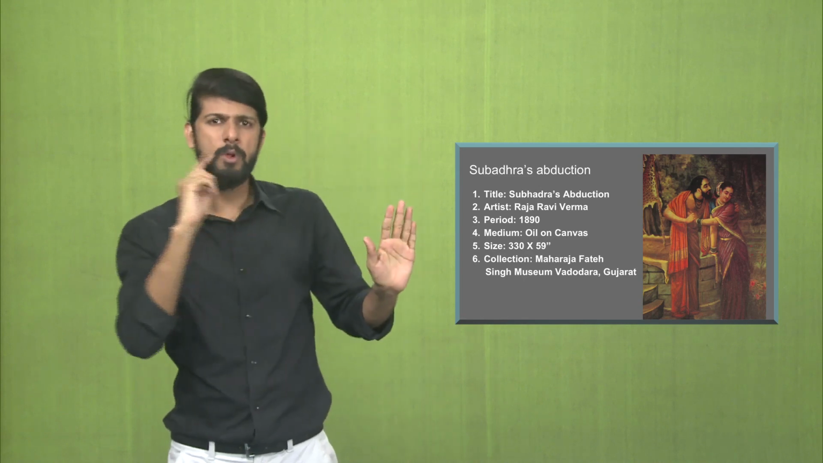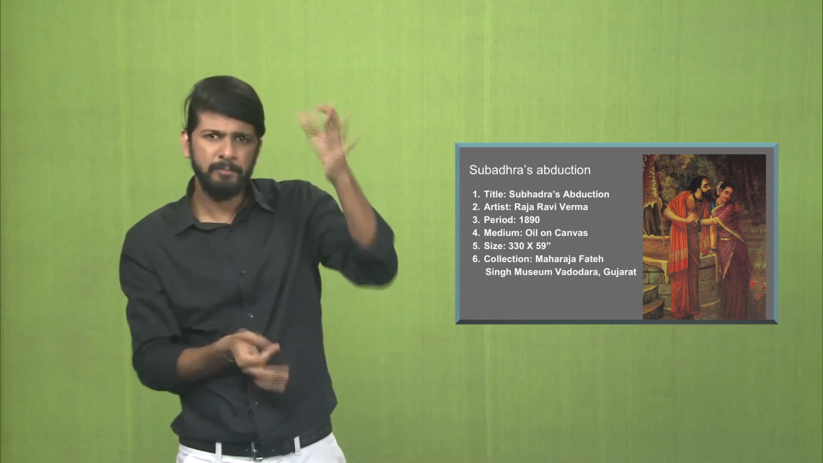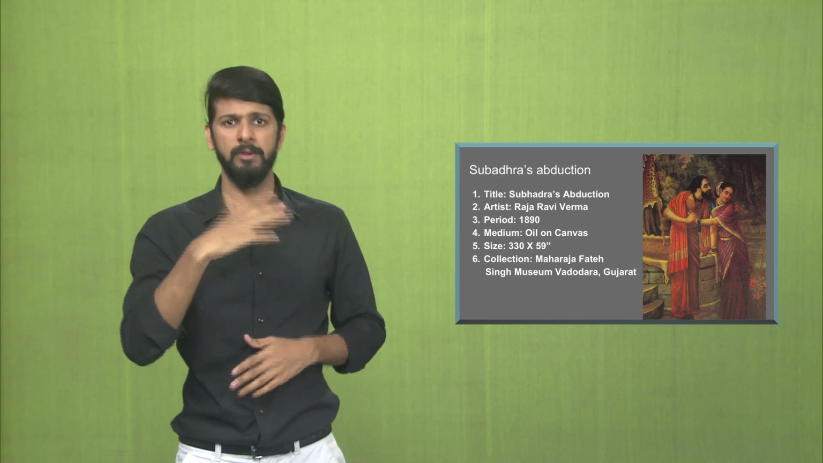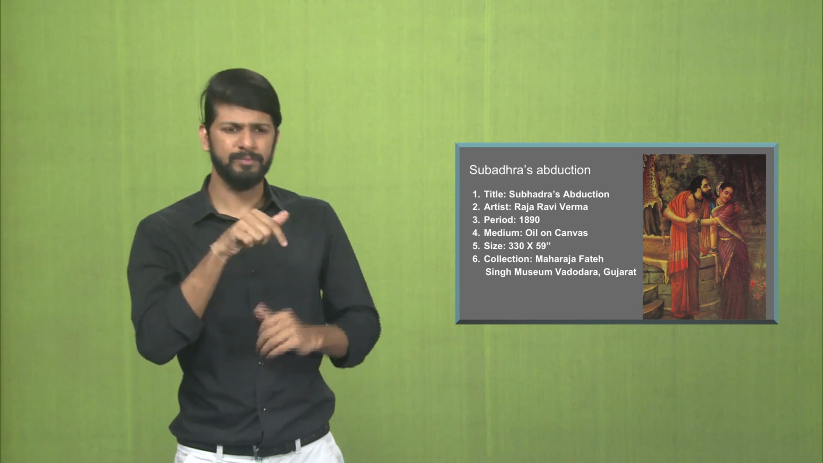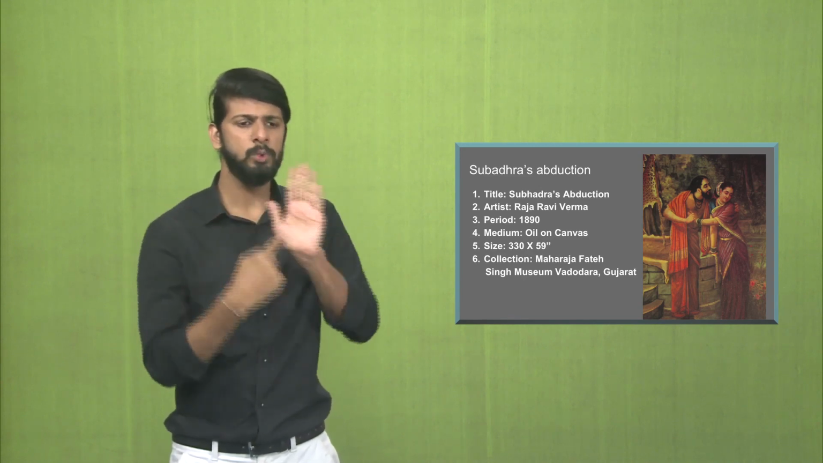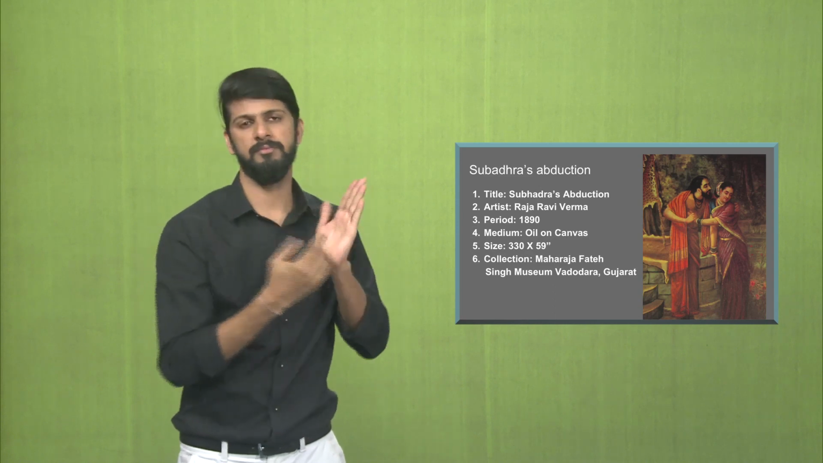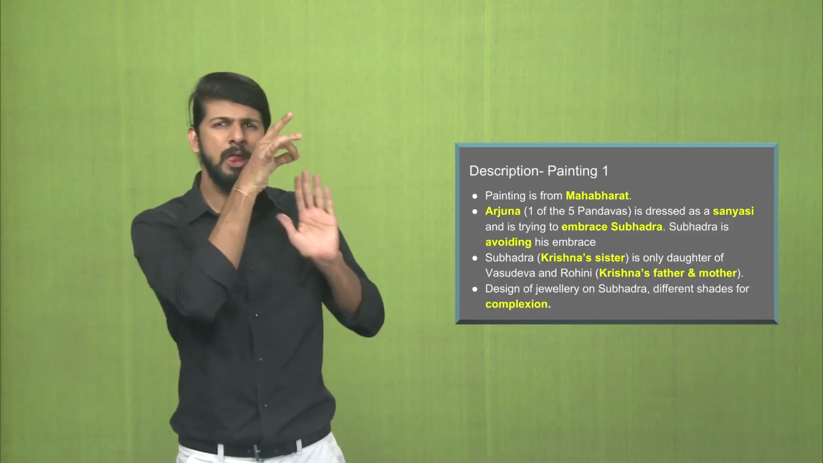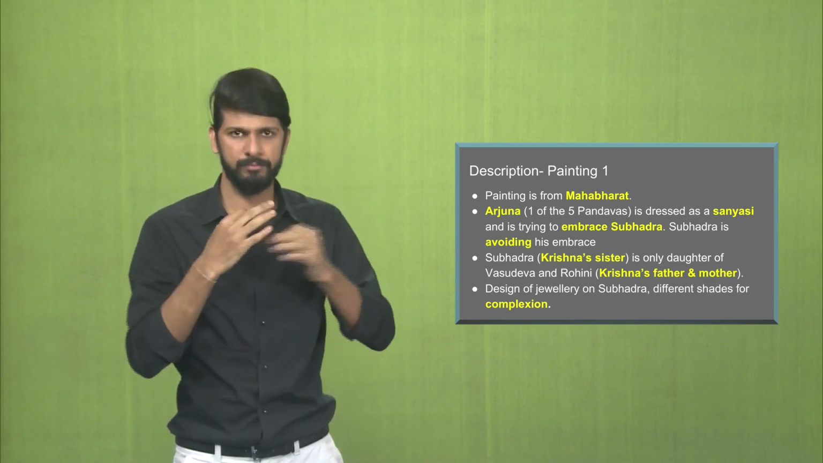The medium of this artwork is oil on canvas. The size is 330 into 59. And this artwork is displayed at the Maharaja Fateh Singh Museum in Vadodara, Gujarat. Now the description of the first painting, that is Subhadra's Abduction.